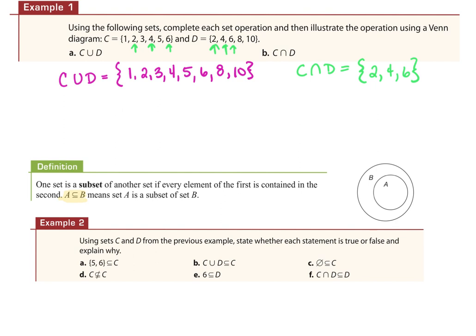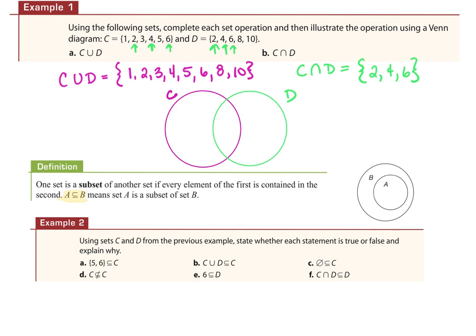So the first one is going to be my C. And then the second one is going to be my D. When you're doing a Venn diagram, you want to label your circles. You can't assume that I know what you're thinking when you do this. So you need to actually label this C, and you want to label this one D.